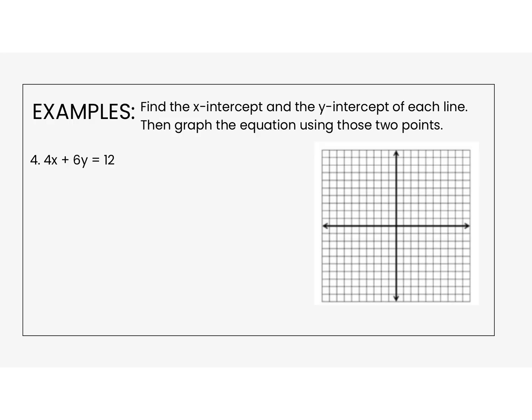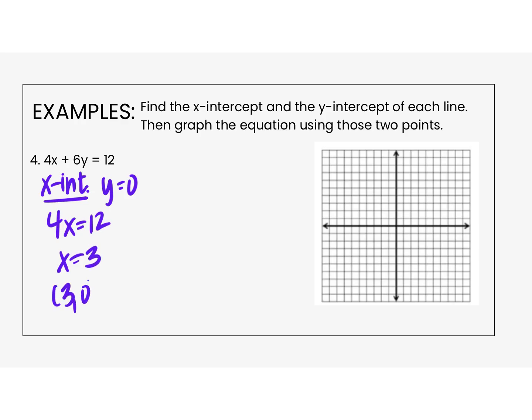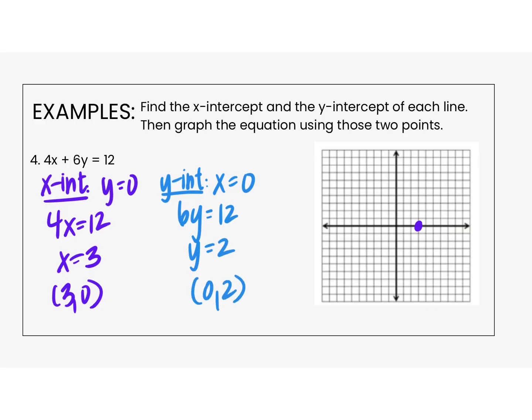Okay, again, one more practice. Let's start with the x-intercept. So y is 0. That gives me 4x equals 12, which gives me x equals 3, and that is the point 3, comma 0. So I'm going to graph that. Remember, that first number tells us right or left, second number tells us up or down. Y-intercept means x equals 0, so I get 6y equals 12, which means y equals 2, so I get the point 0, 2. And I'm going to graph that as well. And then you're just going to connect those two dots as best you can. And there's our graph.